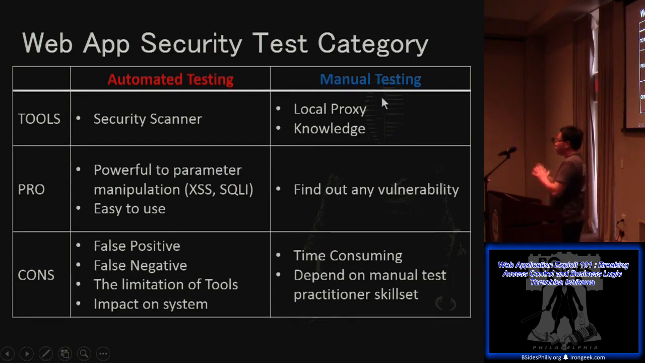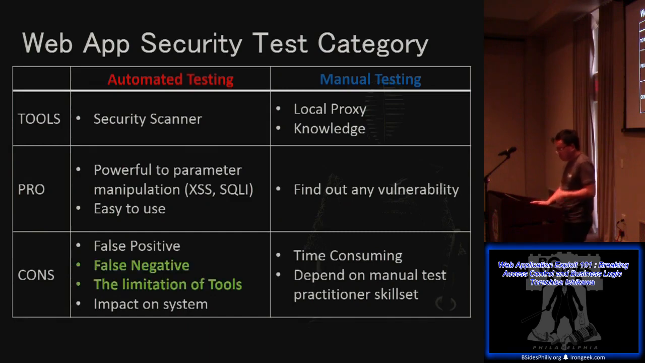On the contrary, in manual testing, basically what we have to do is use the knowledge of the penetration test first. At the same time, we utilize a local proxy, such as Burp Suite or Fiddler or ZAP proxy. The positive side is that you can find any vulnerability if you have the skill, but on the negative side, it is a very time-consuming technique. It also depends on the skill of the penetration tester. There is a pro and con there. But in usual penetration testing, we combine these techniques at the same time in order to seek efficiency.